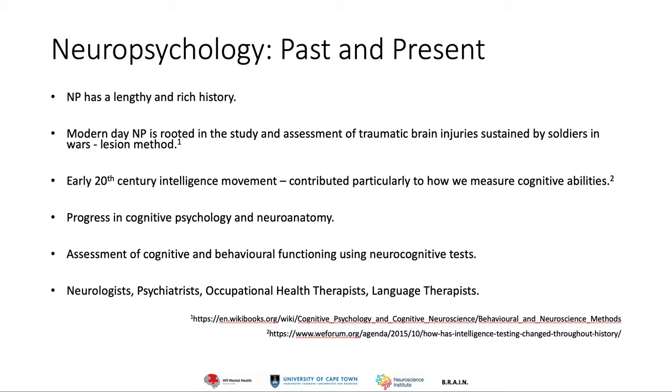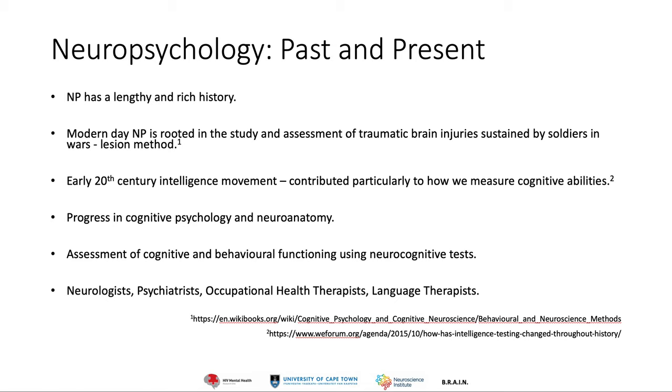Using neurocognitive tests and clinical observations, we test thinking skills, for example, how well your memory works, and the nature of the memory difficulties, or how well you pay attention and solve problems. Neuropsychologists work with a multidisciplinary team of people: neurologists, psychiatrists, occupational health therapists, and language therapists.